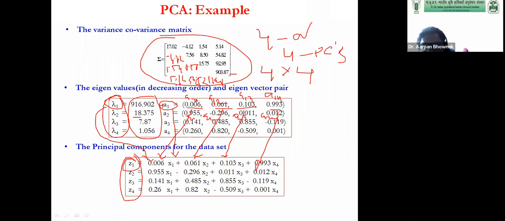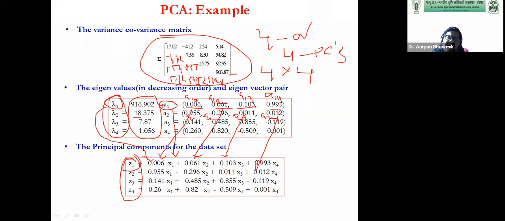Two things you have to see here. First of all, the principal components are in decreasing order of their importance. The first principal component corresponds to the highest eigenvalue, the second principal component corresponds to the second highest eigenvalue, and so on. That is the first thing. There will be as many principal components as the number of original variables. Here 4 original variables are there, and we are getting 4 principal components. But out of the 4 PCs, 1 or 2 will be sufficient for our statistical purpose, which I will explain in the next slide. And each PC is a linear function of all the original variables.